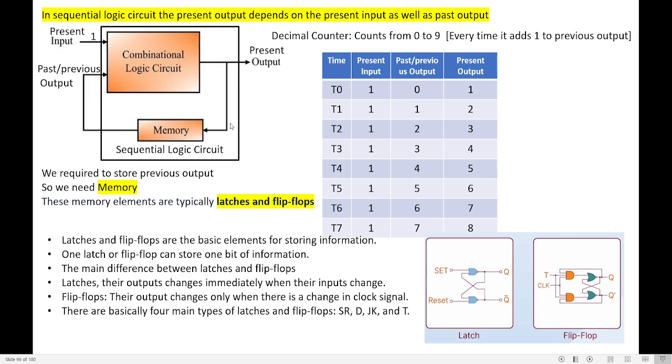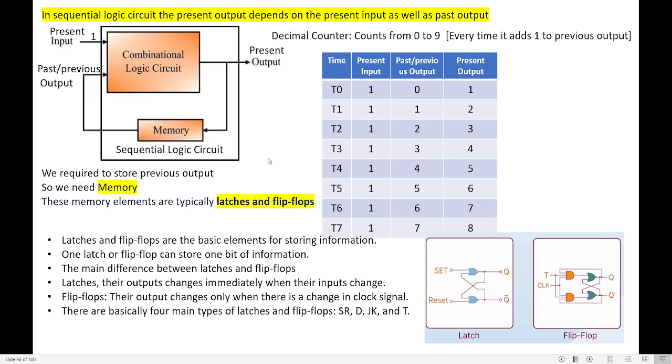So this is how the sequential logic circuit works. In sequential logic circuit, the output depends upon present input as well as previous output. Where are we storing this previous output? We are storing the previous output in a memory element. This memory can be a latch or a flip-flop. Latch and flip-flops are memory elements which are used to store the data.